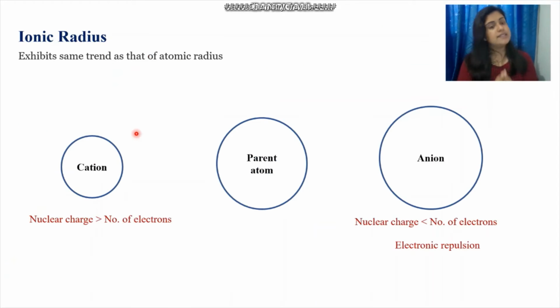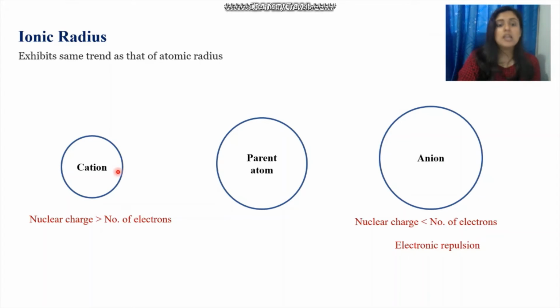Next property is the ionic radius. The trend shown by the ionic radius is the same as that of the atomic radius. That is, it decreases along a period, increases along a group. But if you consider an ion of a particular atom, we'll have a parent atom and we can have a cation out of it, and there can be an anion also. If you consider it that way, the cations are generally smaller in size compared to the parent atom, while the anions of the parent atom are larger in size.